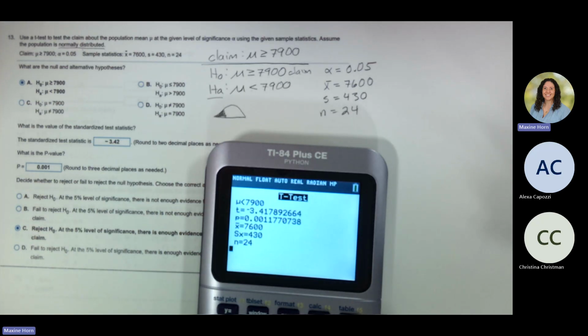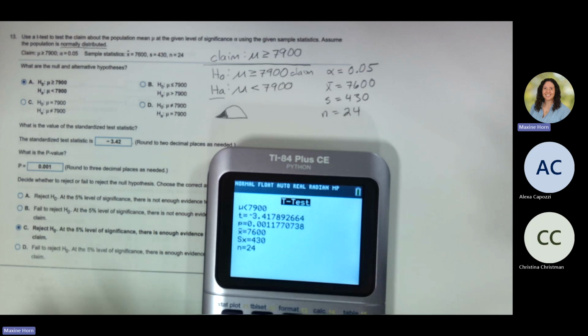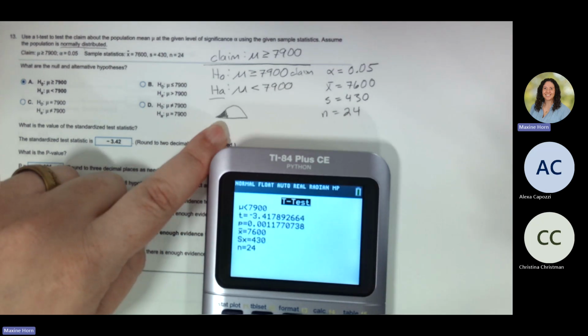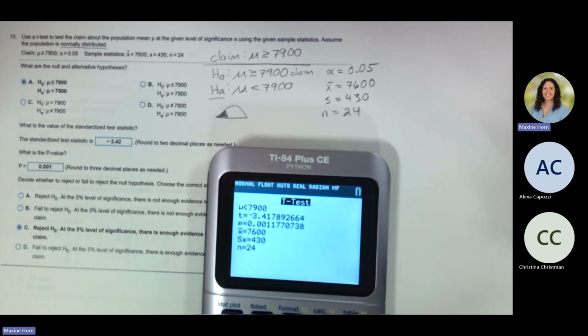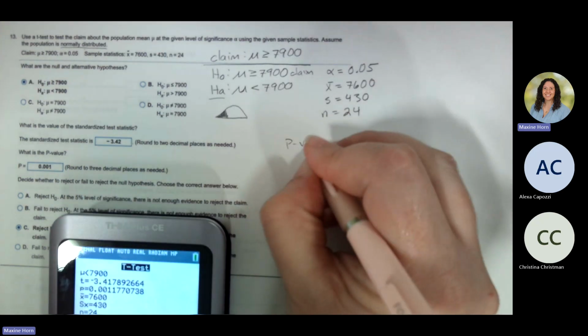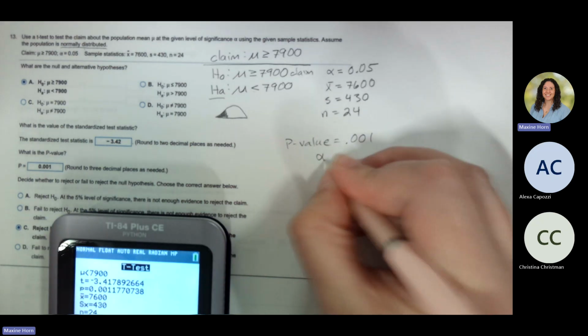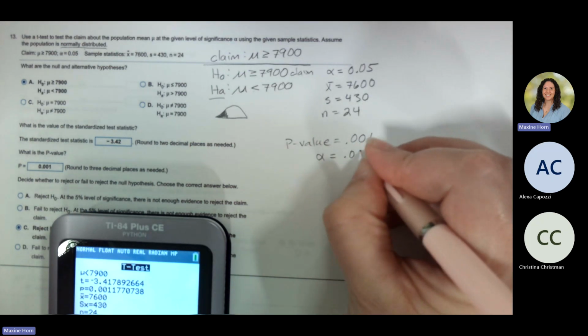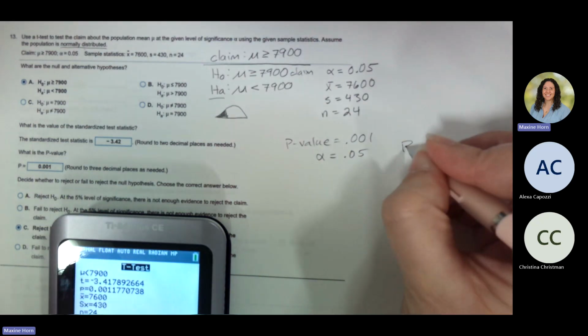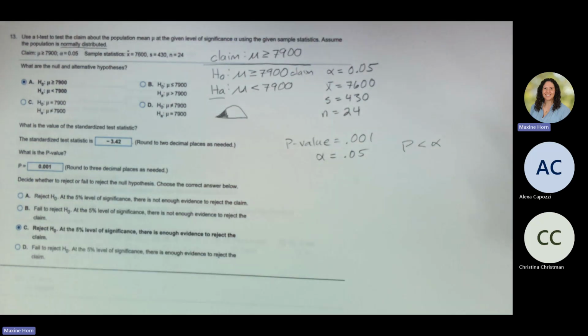Okay, so I am getting, when I round to 2 decimals, a t-score of negative 3.42. Makes sense that it's negative because it's to the left of the mean, so that's good, that makes sense. And then I'm getting a p-value, if I go to 3 decimal places, of 0.001. Okay, so I have a p-value of 0.001 and I have an alpha of 0.05. So my p-value is less than my alpha.